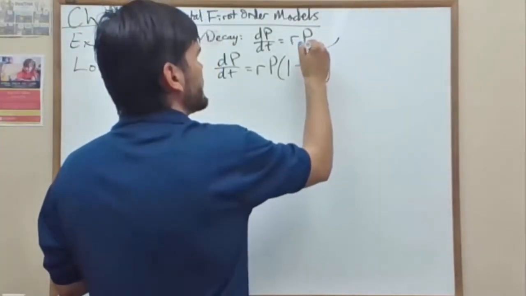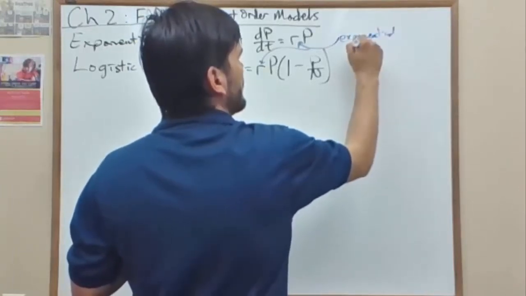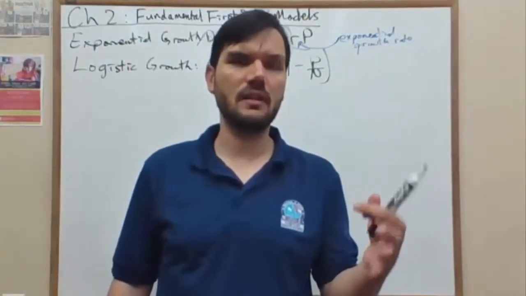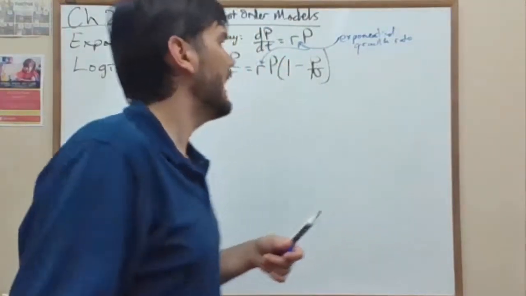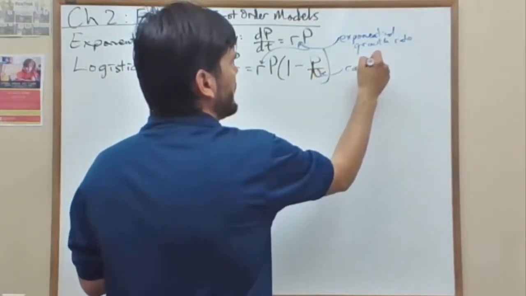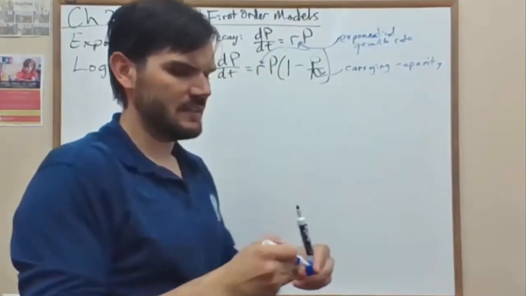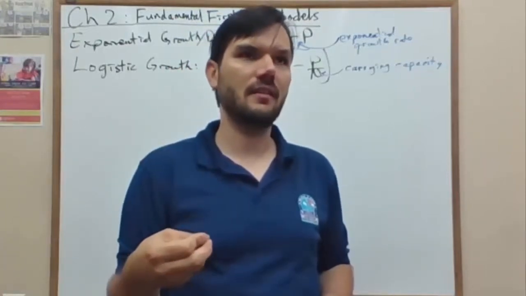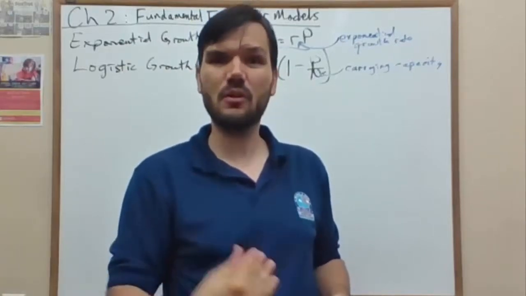So in both cases, we have the exponential growth rate, which is how the population grows at the beginning, an exponential growth curve. And then we have the carrying capacity. And this is the ideal value of the population, the amount of population that P will converge towards if it's below, and converge towards if it's above.